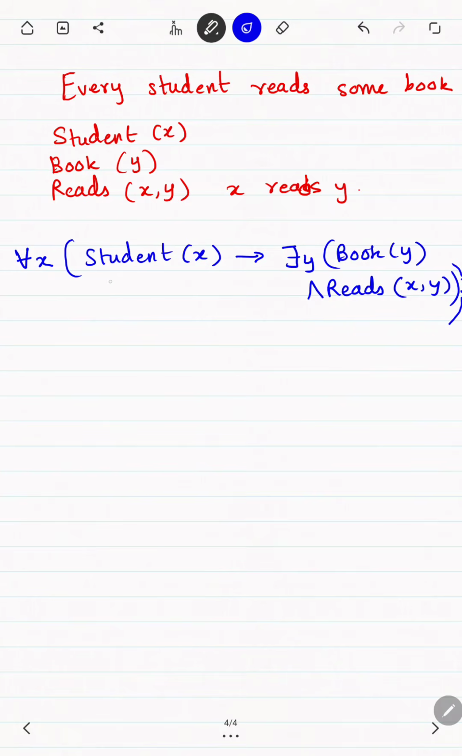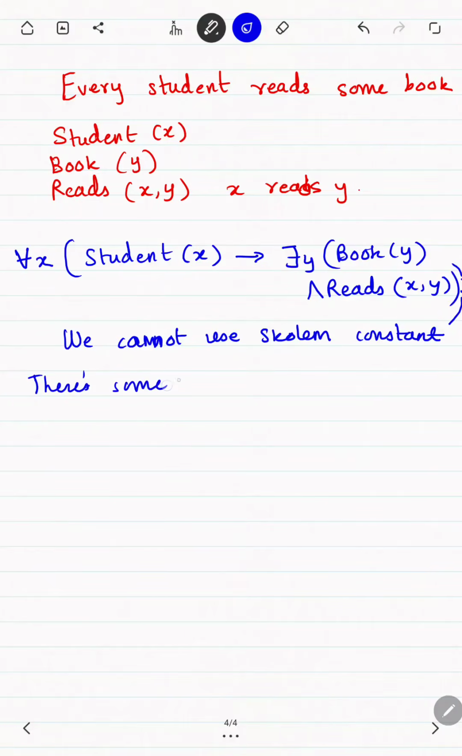So what is happening over here? For each student, there exists some book that the student reads. Different students may read different books. That's why this will not work with only a single Skolem constant. We cannot use a Skolem constant over here. It's not like there is some book that every student has read.